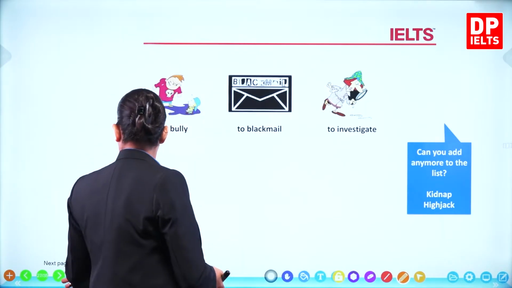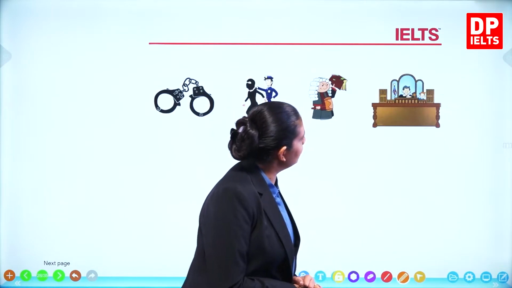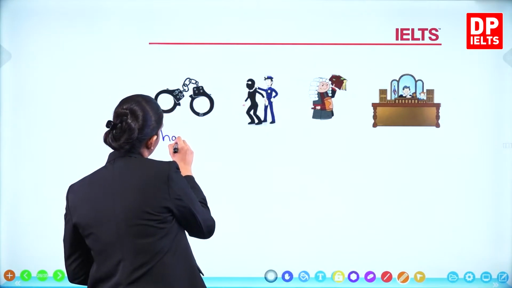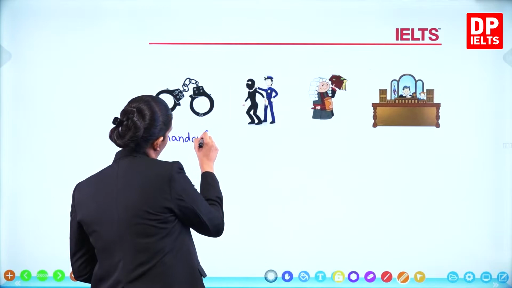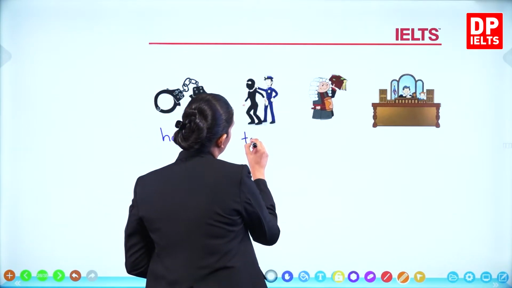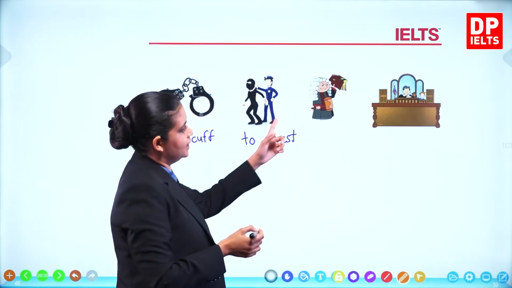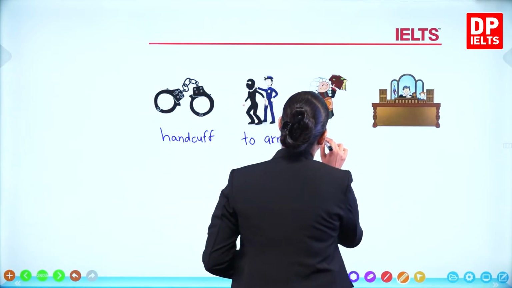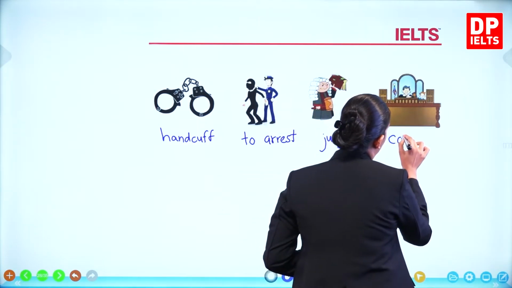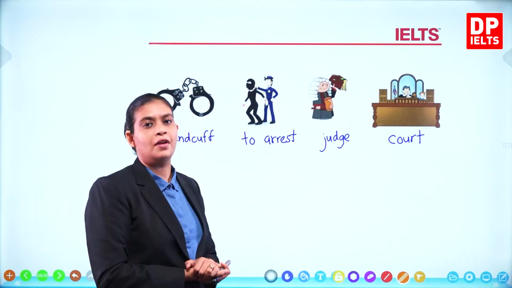Okay, so here are four pictures. Can you tell me what they are in terms of crime? This is what? Handcuffs. Handcuff. What is this? To arrest. Who is this? This is the judge. And this is the court, law court, where they give decisions about certain crimes.